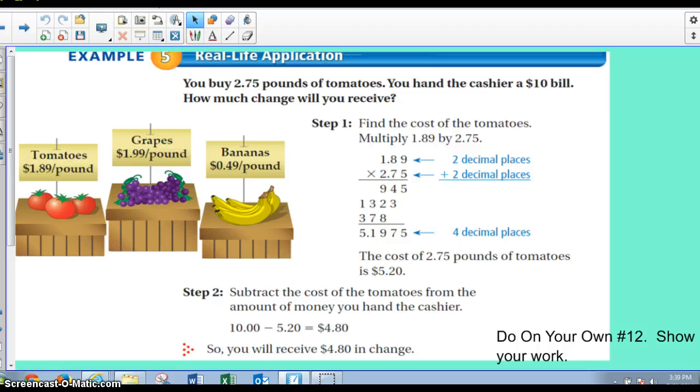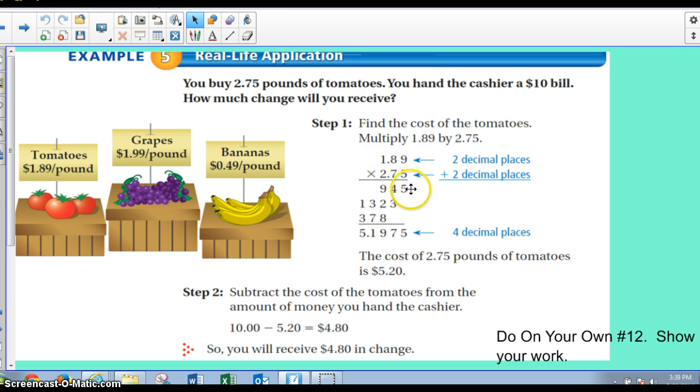Example 5, here's your real life application. When are we ever going to use this? You buy 2 3/4 pounds of tomatoes, same as 2.75. You hand the cashier a $10 bill. How much change will you receive? Well, we have to know the cost of the tomatoes. And if we look on our chart, the tomatoes are $1.89 a pound.